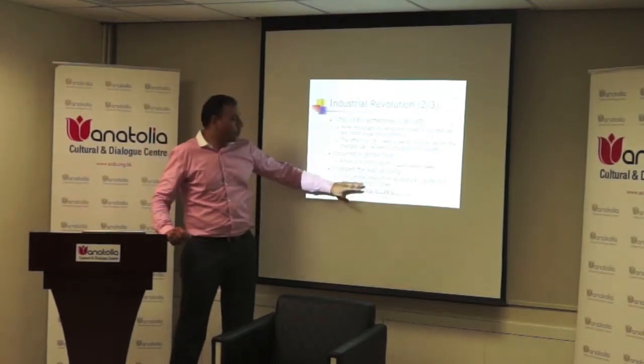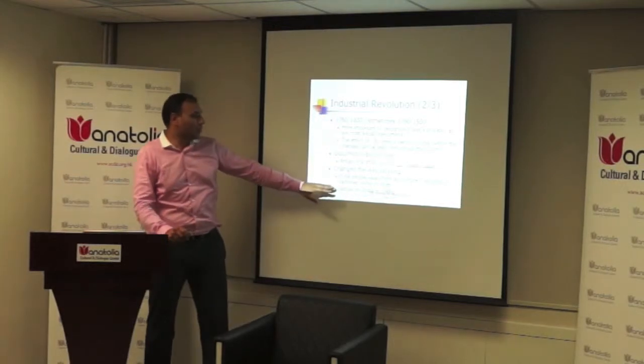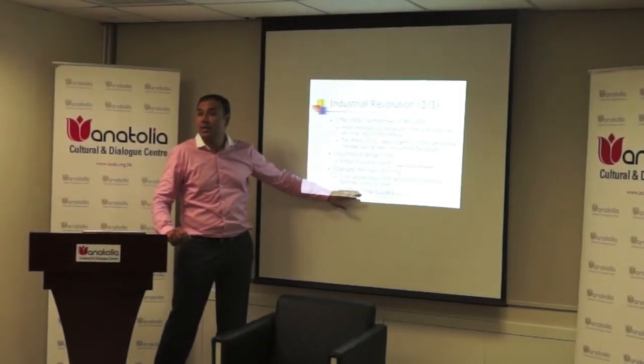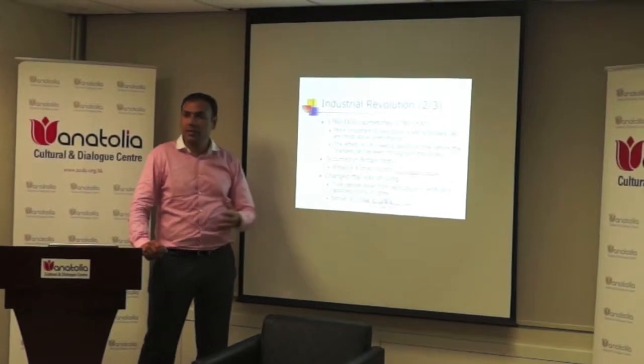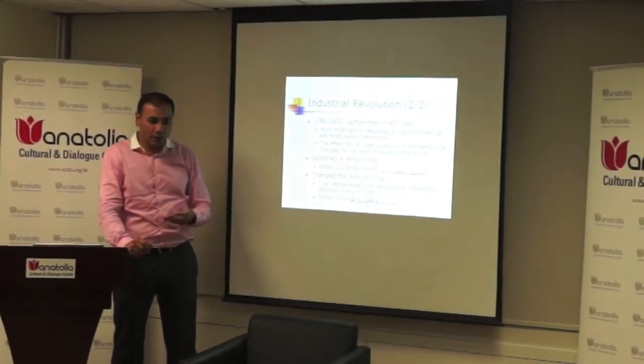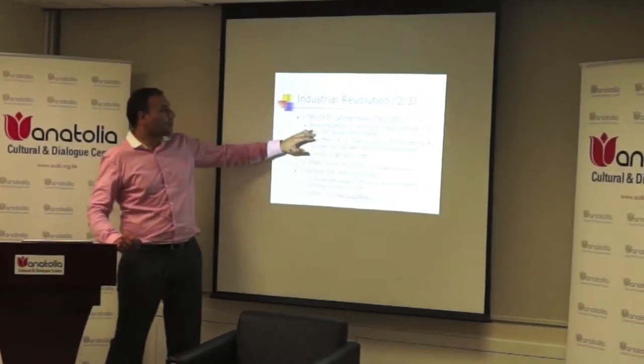The Industrial Revolution took people away from agriculture to working in factories and cities, similar to what's happening in China since the 1980s. People are leaving the agricultural and rural areas to work in the cities.